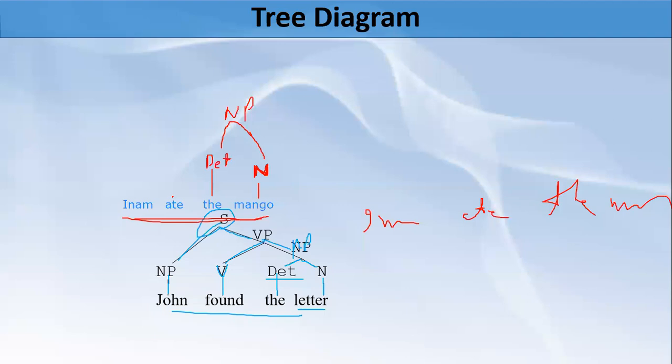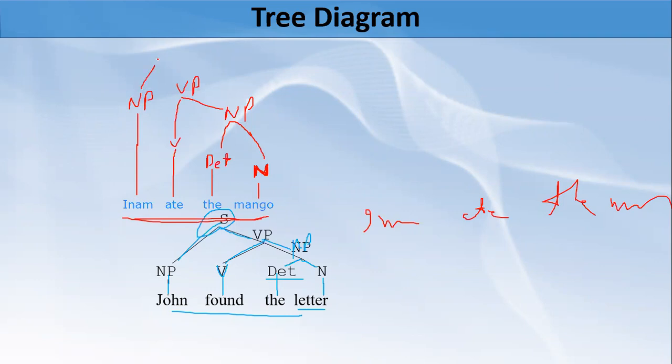Fine. Here we have a verb. So a verb and a noun phrase combinedly constitute a verb phrase. Clear? Then let's move to the last one, that is Inam. Inam is again a noun phrase, because this noun phrase consists of a proper noun only.